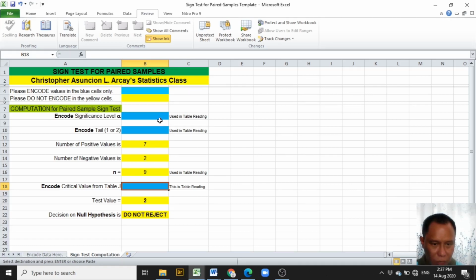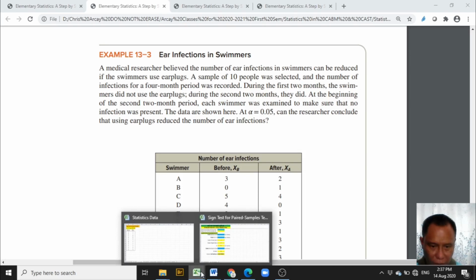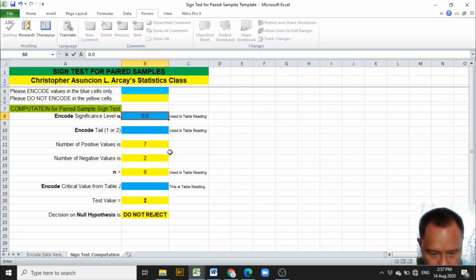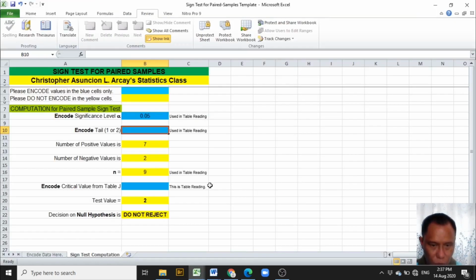For the blue cells, we'll be encoding first the alpha or the level of significance being given in the problem, which is 0.05. The next is the tail. From the problem, we can infer that the tail is 1 since we are asked if the researcher can conclude that using earplugs reduces the number of ear infections. There is a direction, hence the tail is 1.